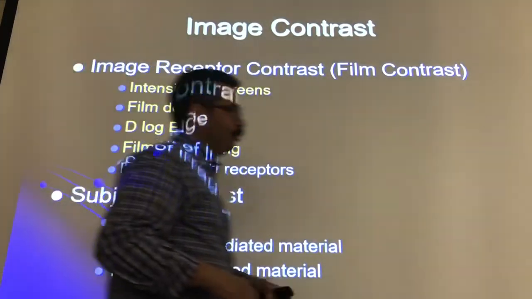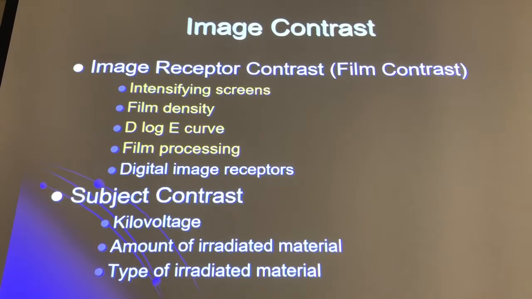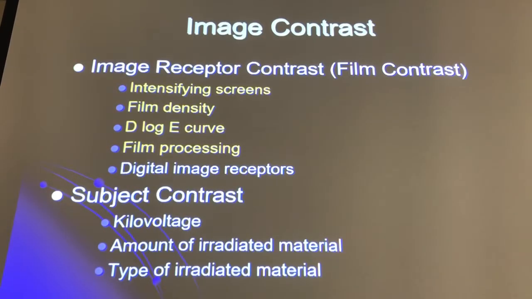The D log E curve, these curves that were designed specifically for that film. Remember when we studied film, I told you that we had film that was specific for mouth, film specific for extremity, film specific for chest, film specific for general radiography, general work. And so each one of them will give you a specific D-log-E curve. And the D-log-E curve determines how many shades of gray you see.